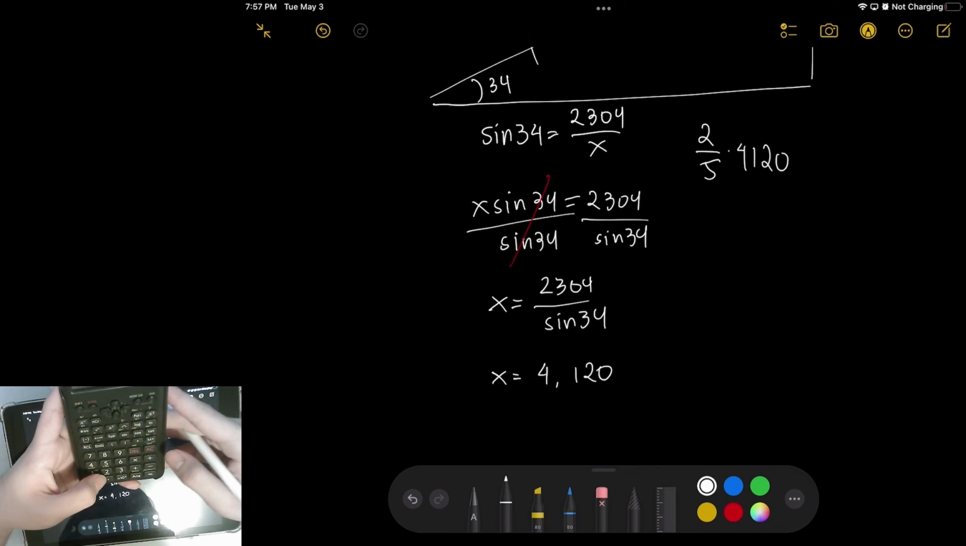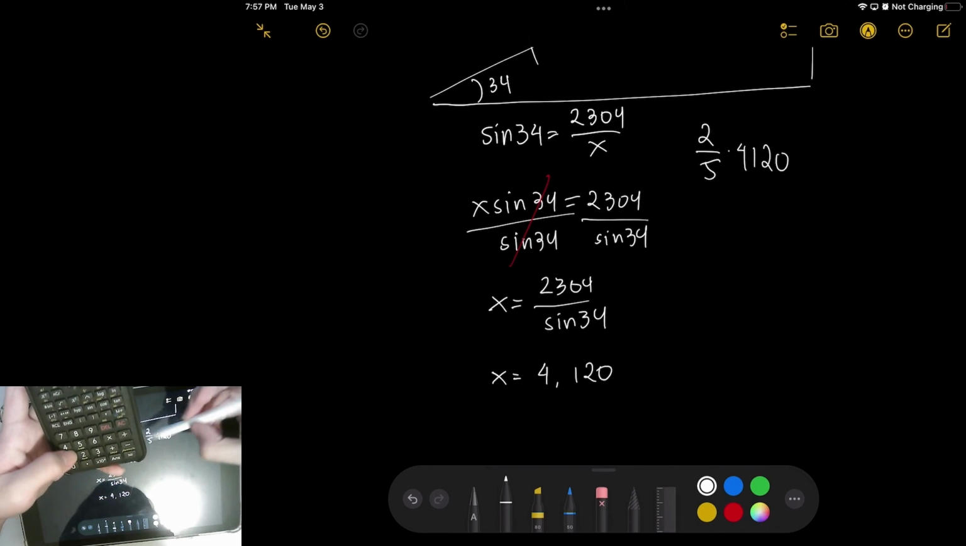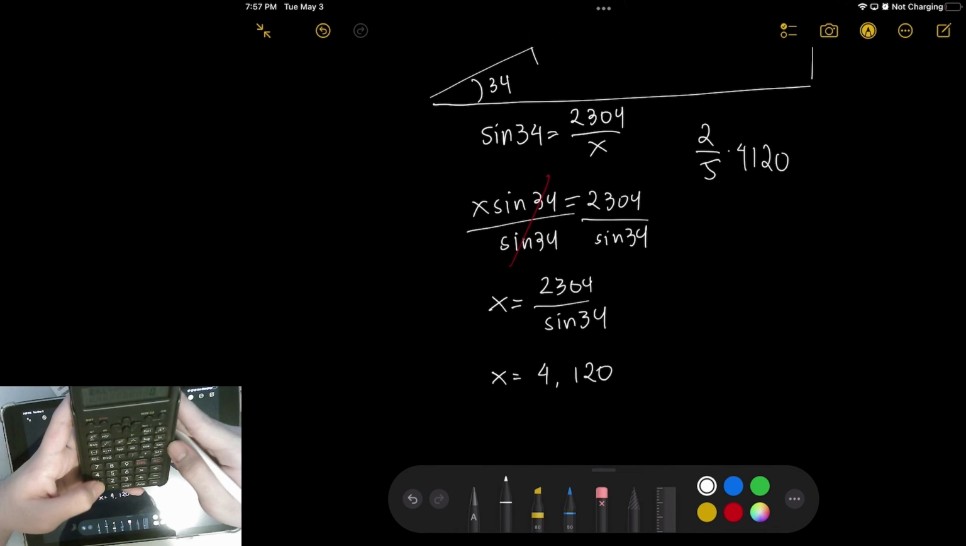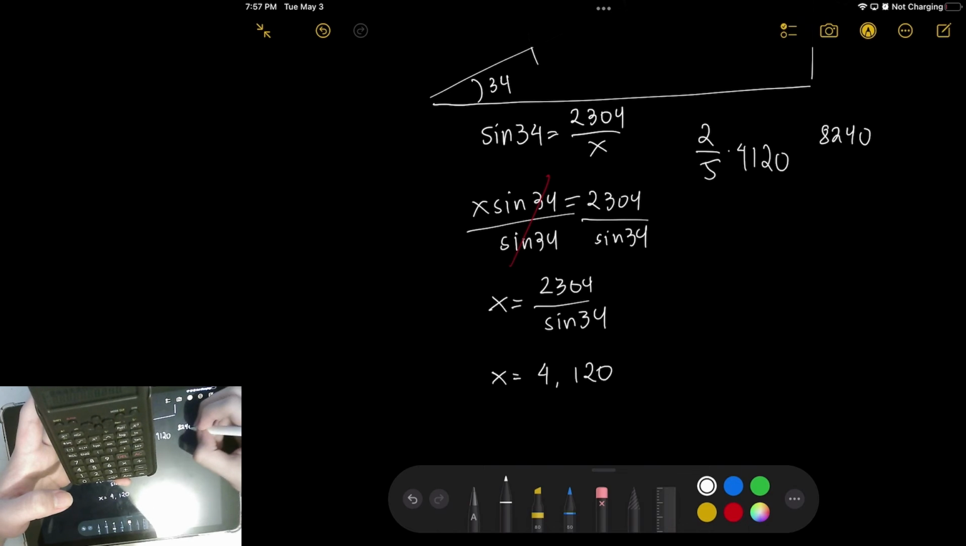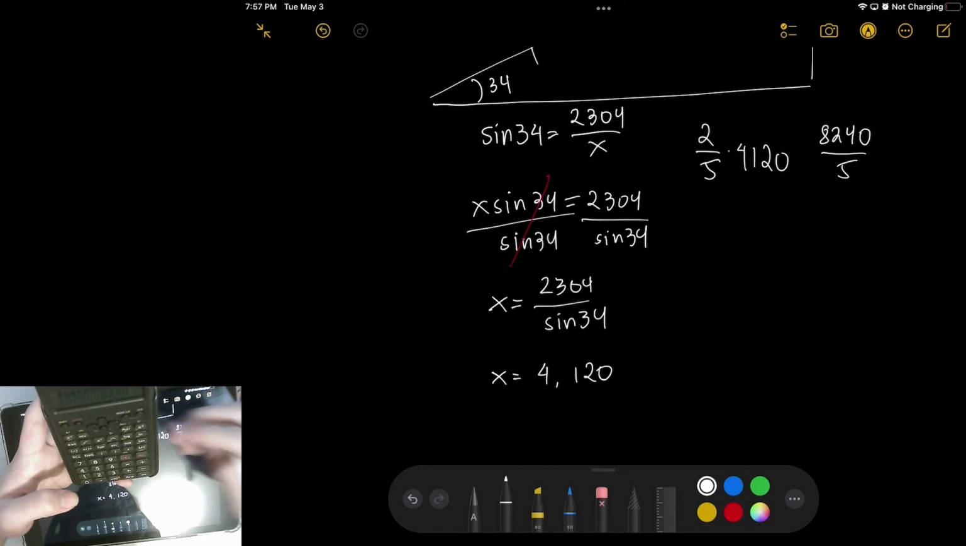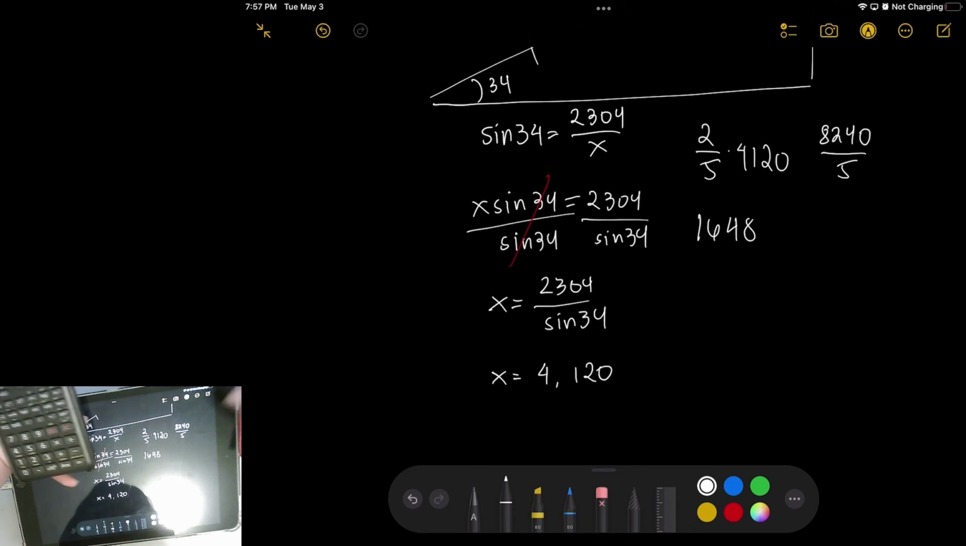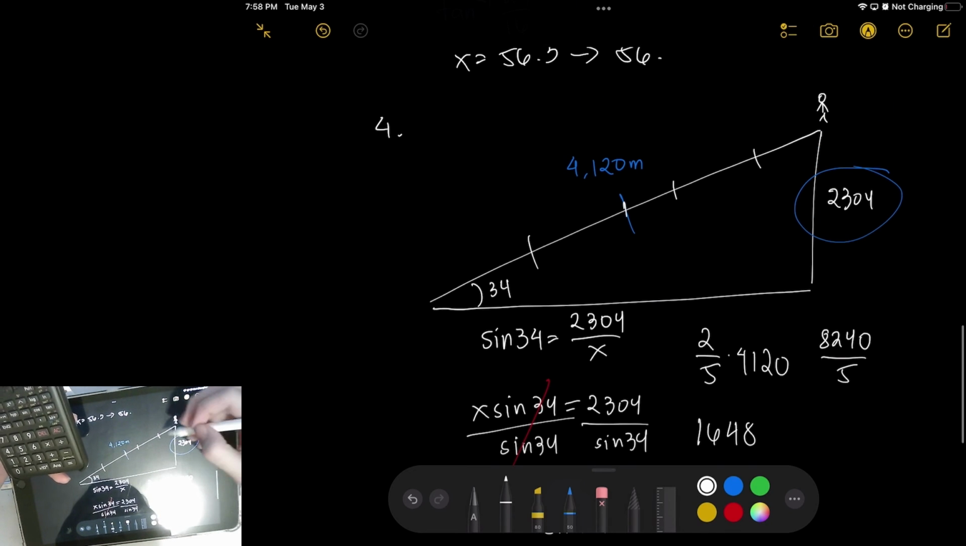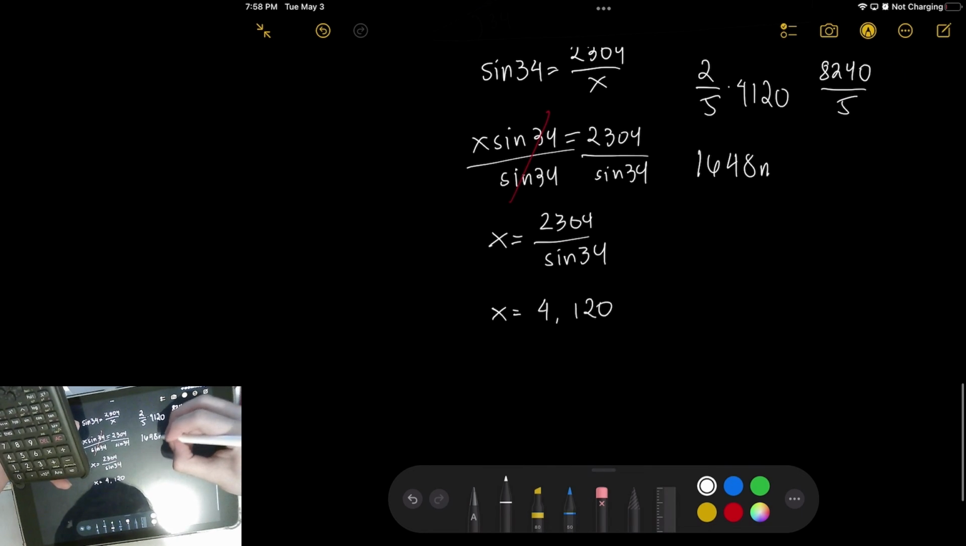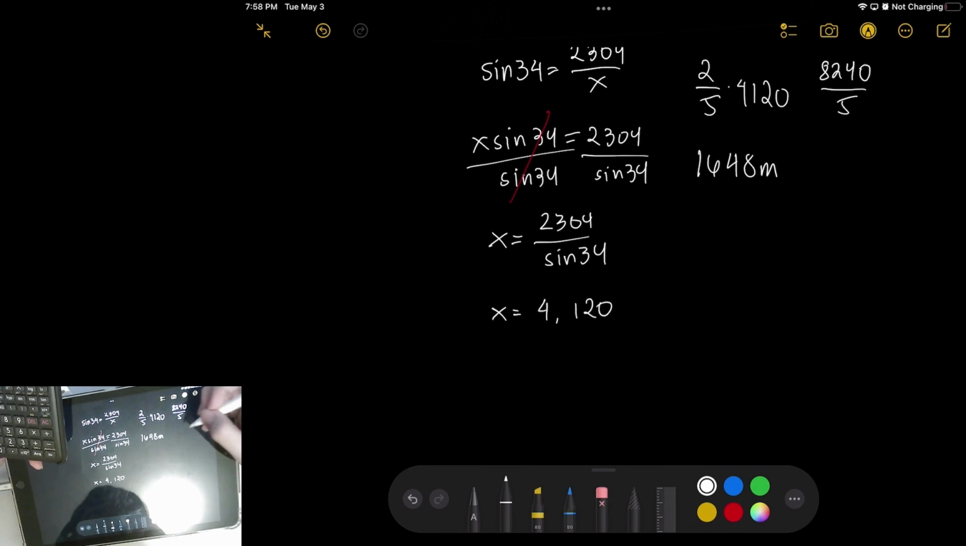All you need to do is multiply the whole number with the numerator. So 2 times 4,000, and then divide it by 5. 1,648. That's our answer for how far they are from the top. 1,648 meters. That's how far they are from the top.